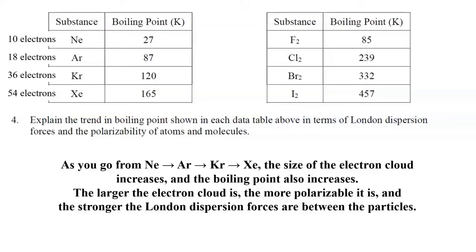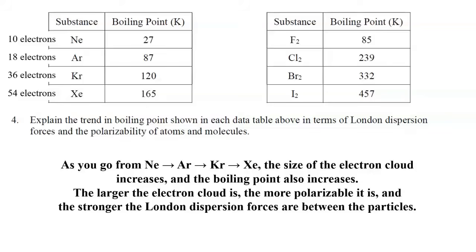The larger the electron cloud is, the more polarizable it is, and the stronger the London dispersion forces are between the particles. There is a similar trend in the other table as we look at the halogens from fluorine to chlorine to bromine to iodine.